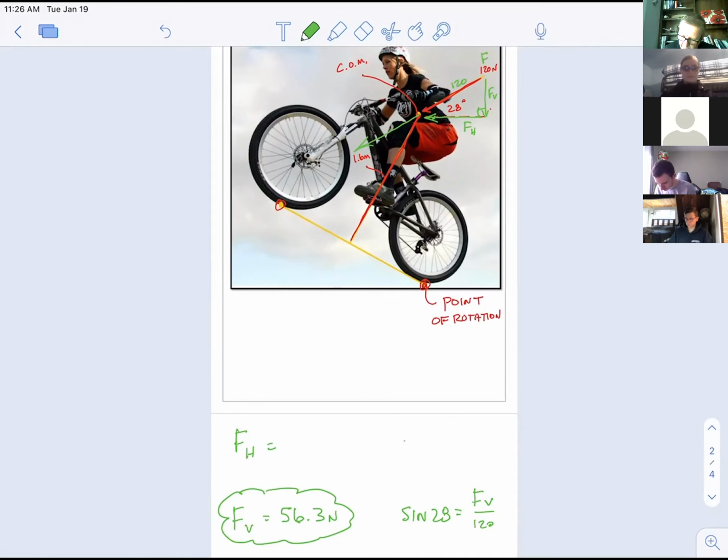That's how much of her force is going horizontal. And similarly, the cosine of 28 would be adjacent over hypotenuse. So 120 times the cosine of 28, I get 105.95. So I guess I'll call it 106. And remember, if I took 56.3 squared plus 106 squared and square rooted it, I should get 120, right? So now I have horizontal and vertical components of that force.